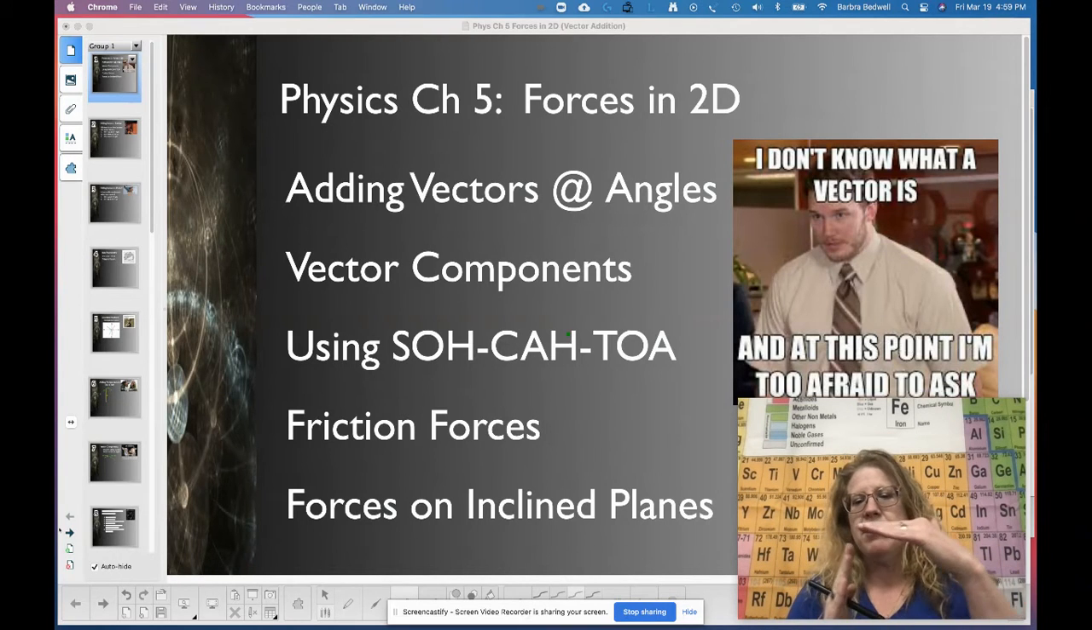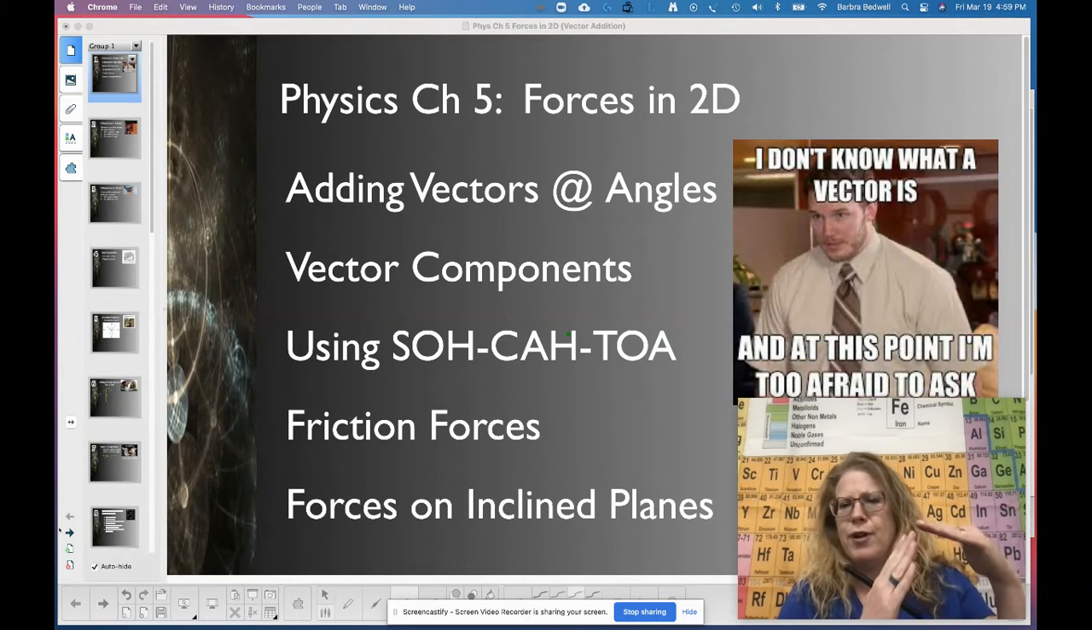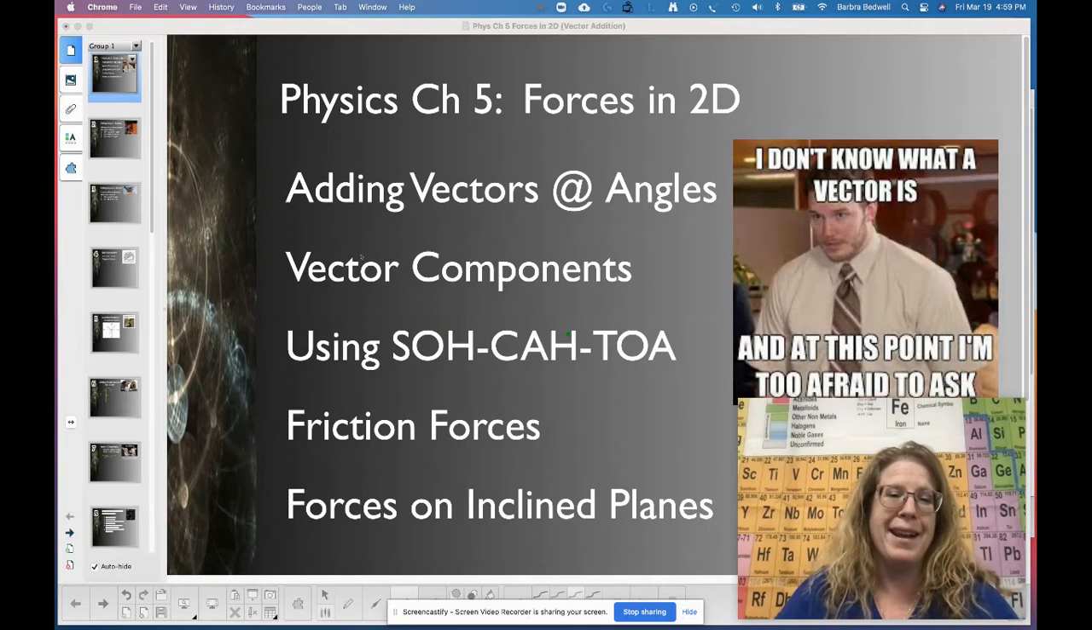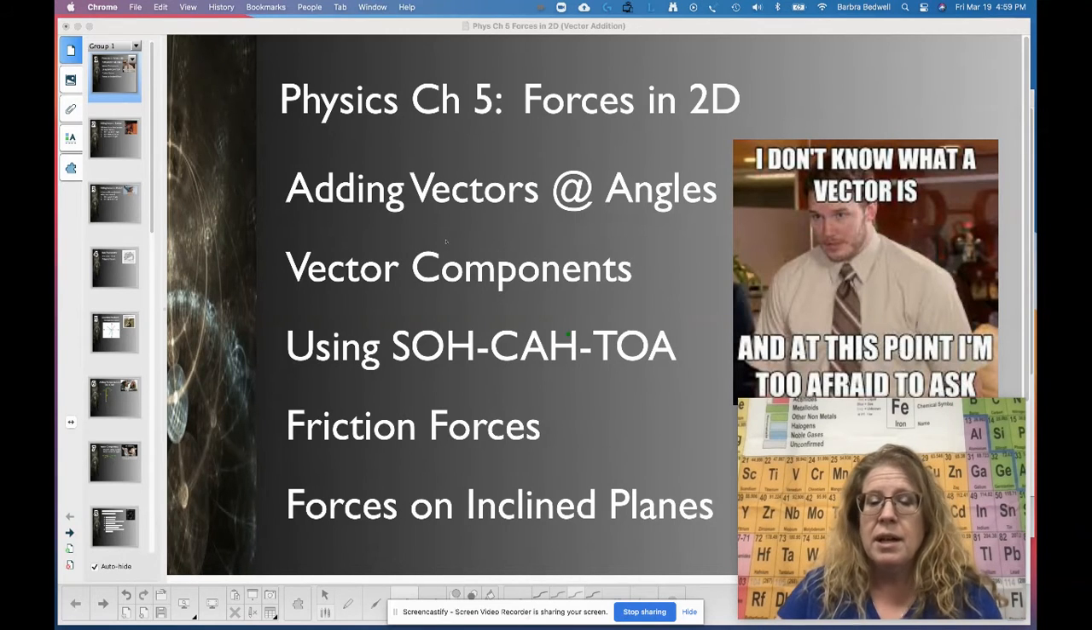But now we're going to be dealing with those cases where forces are coming together at some funky angle, right? And all different kinds of things, not just right angles. So we're going to teach some different techniques in here to deal with this. Some of these are called vector components, which is a big part of this, and sounds scarier than it is. We're going to use Sohcahtoa a lot.